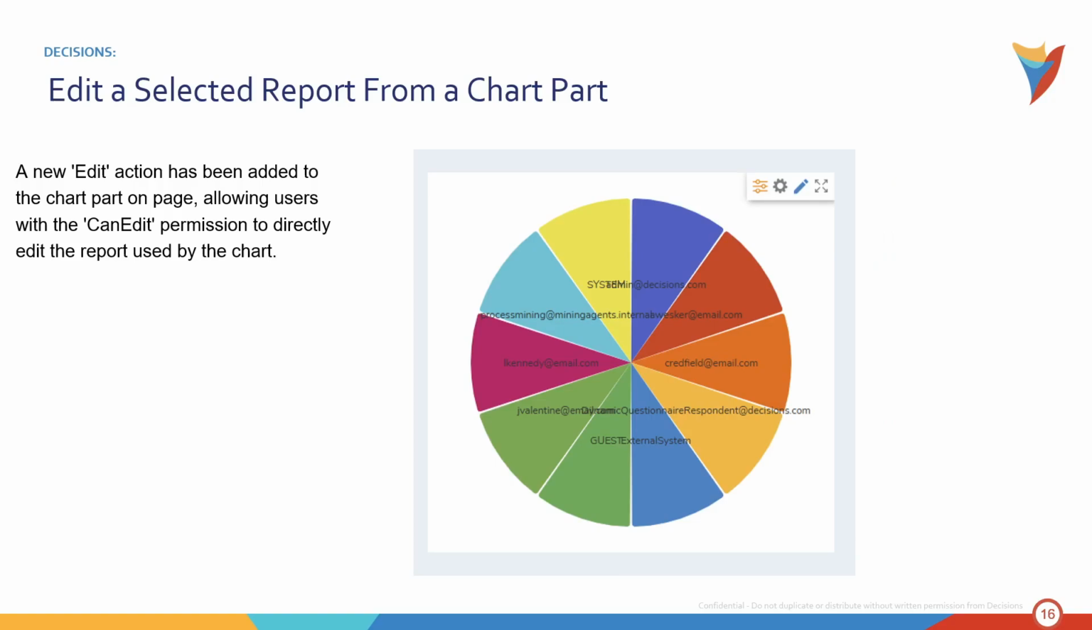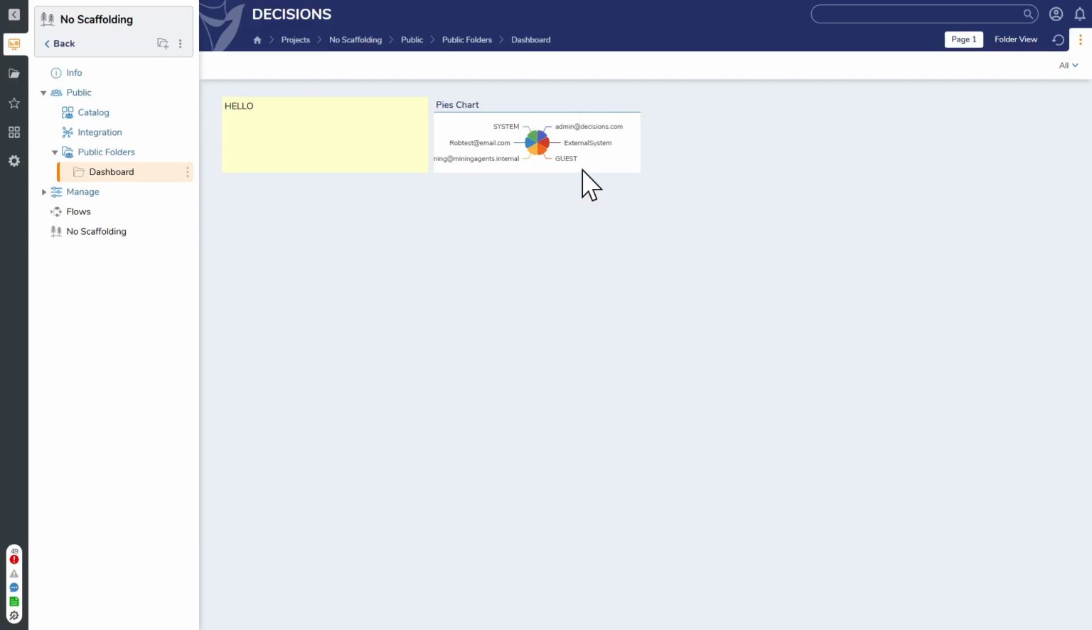We also made changes to the editing options on a chart part. In previous versions, if you wanted to edit a chart like a bar chart or a pie chart, you would have to edit the page, click on the chart, and then choose to add or modify the chart. With this new improvement, we've simplified this process.